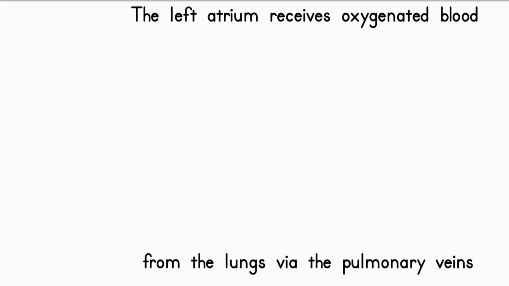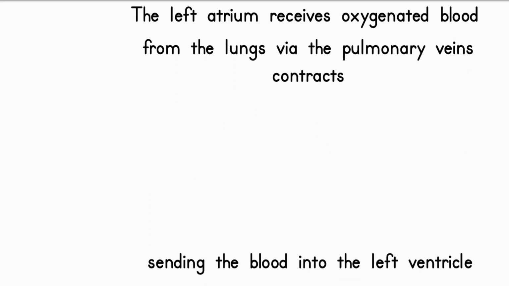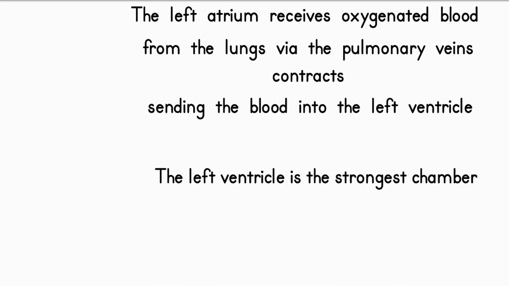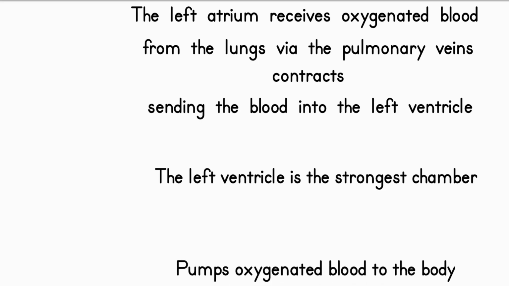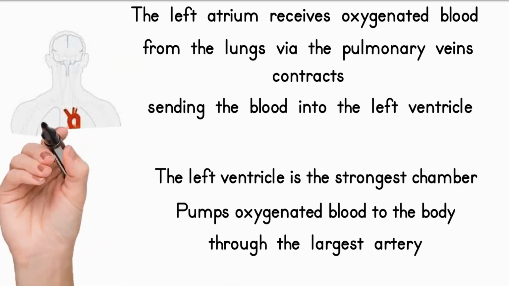On the other side, the left atrium receives oxygenated blood from the lungs via the pulmonary veins. It contracts, sending the blood into the left ventricle. The left ventricle is the strongest chamber of the heart and pumps oxygenated blood to the rest of the body through the largest artery, the aorta.